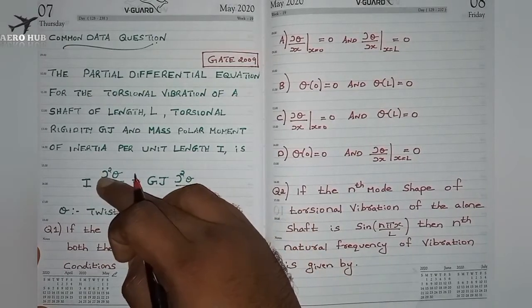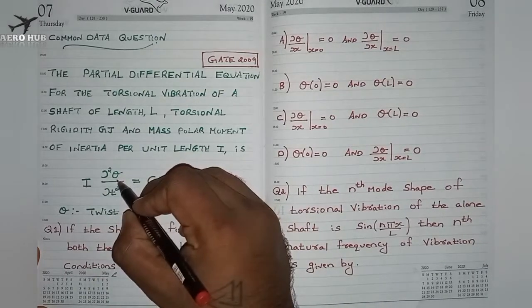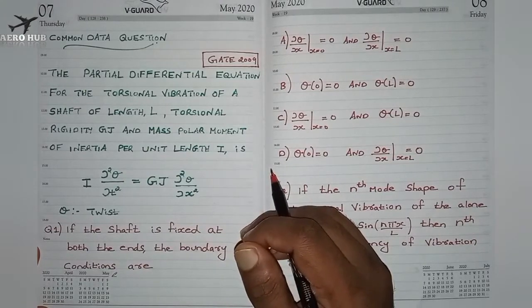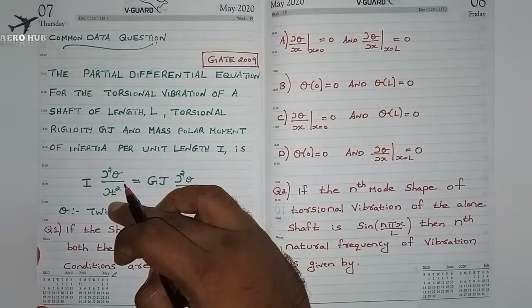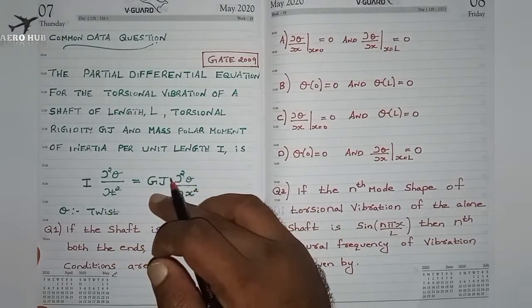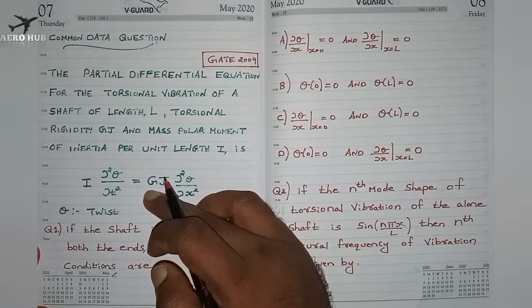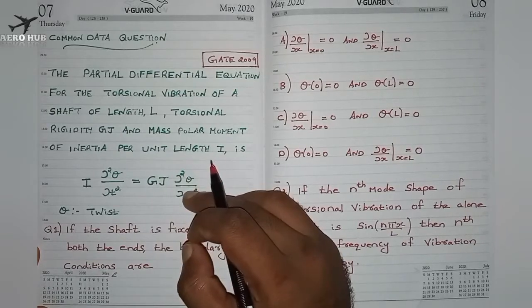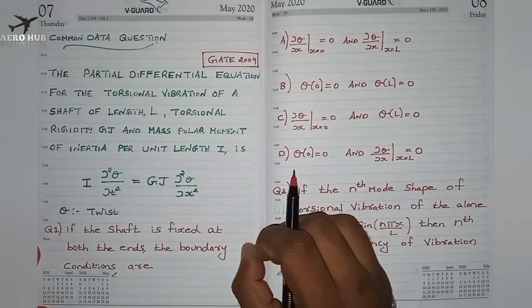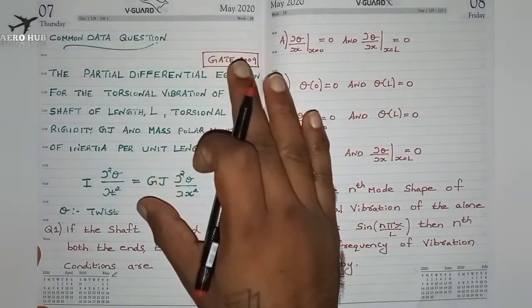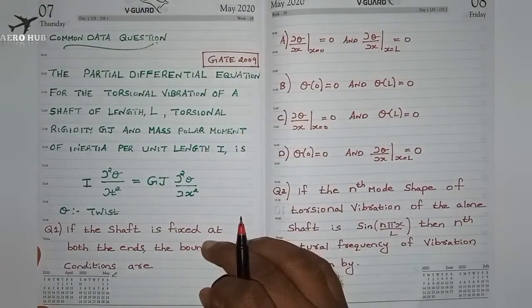This is the governing equation for the torsional vibration of a shaft: I into ∂²θ/∂t², where θ is the angle of twist, is equal to the torsional rigidity, G into J, times ∂²θ/∂x². So they have this common data, and they have asked two questions.